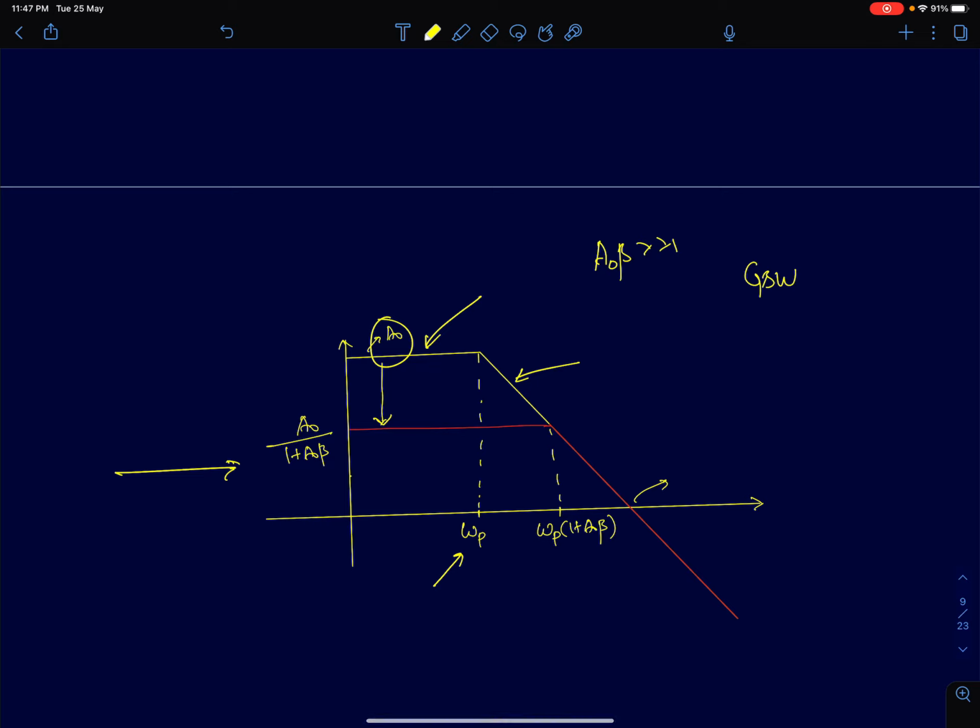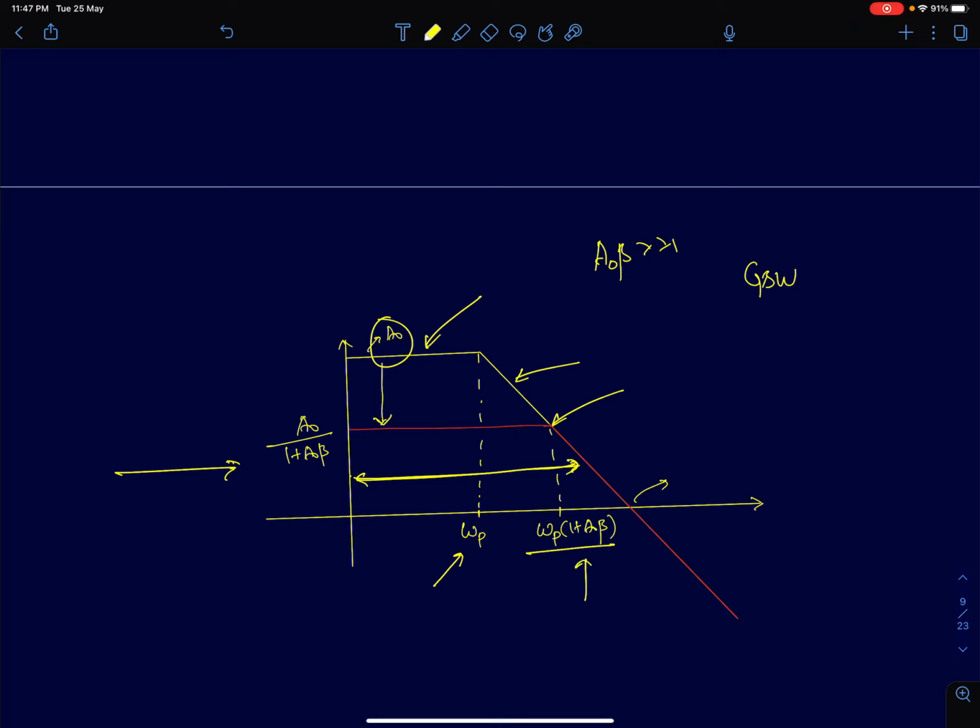Shown in red here is the frequency response of a negative feedback amplifier, and we can see that the gain remains constant for a larger range of frequencies. The pole here is at omega p times (1 plus A naught beta). So therefore, we can say that the bandwidth of this amplifier is increased by a factor of 1 plus A naught beta.